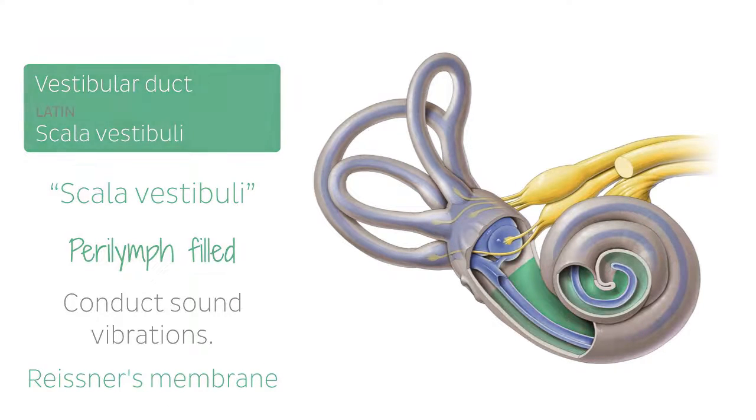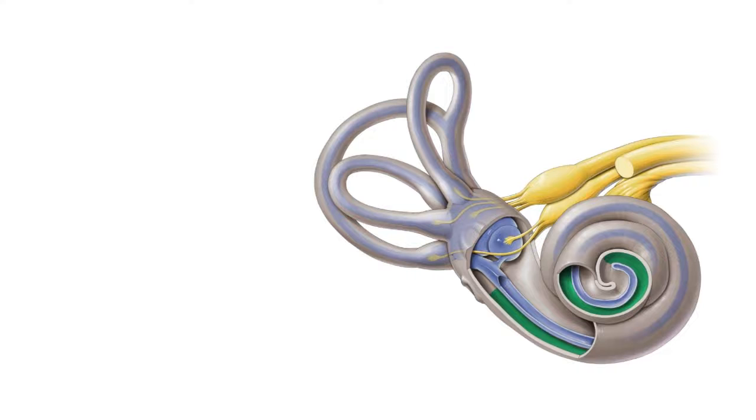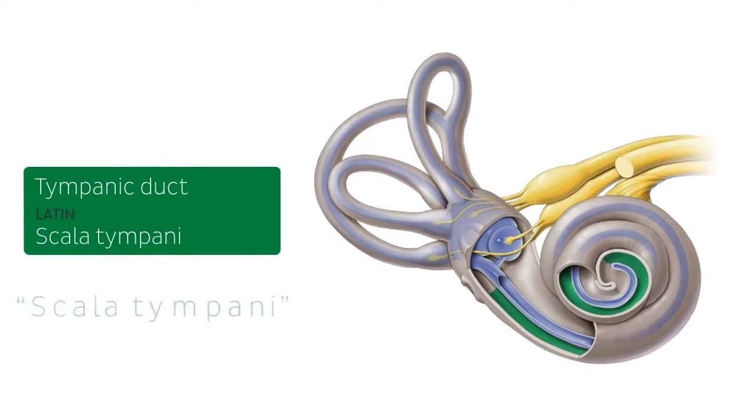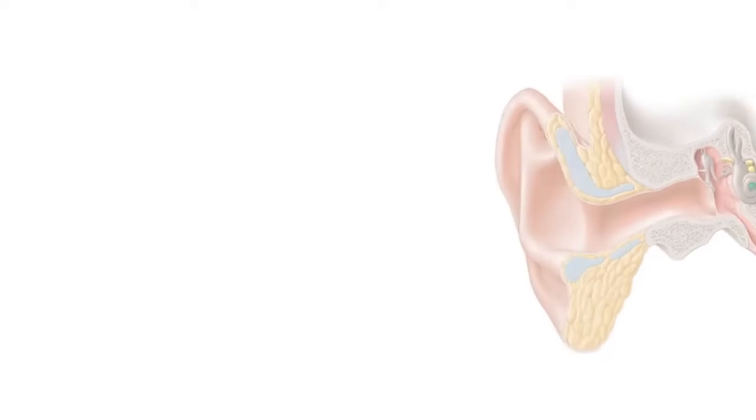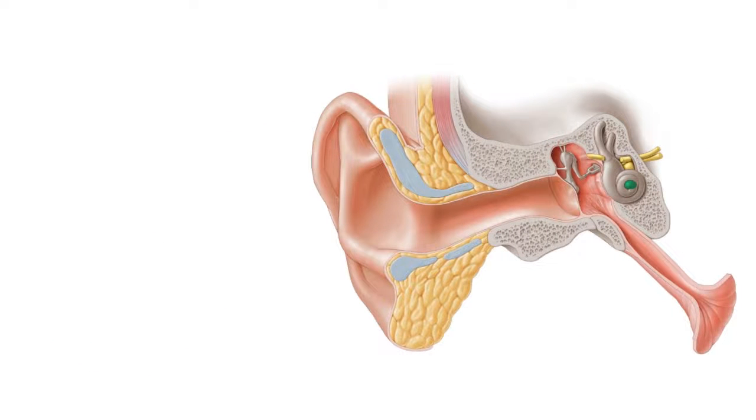The second chamber that we see inside the cochlear canal is the tympanic duct, or the scala tympani. Like the scala vestibuli, it is also filled with perilymph and is located inferior to the cochlear duct and terminates at the round window. The tympanic duct is separated from the cochlear duct by the basilar membrane. The two chambers of the cochlea that we just described, the scala vestibuli and the scala tympani, communicate at the apex of the cochlea via a narrow slit known as the helicotrema.